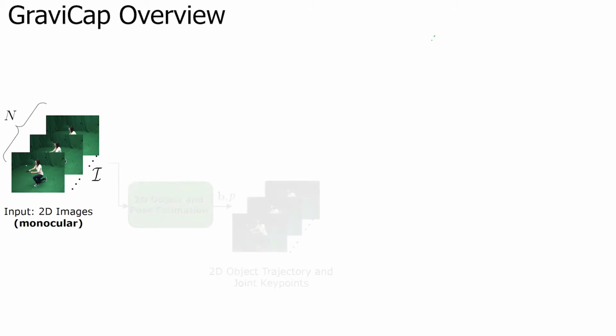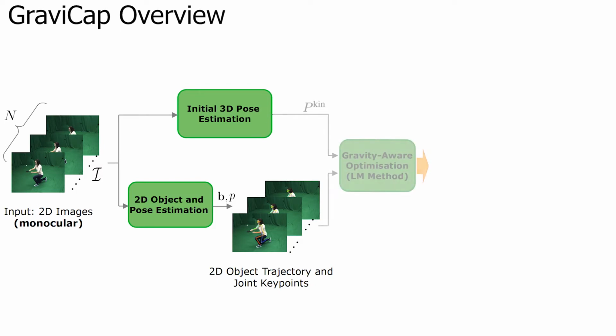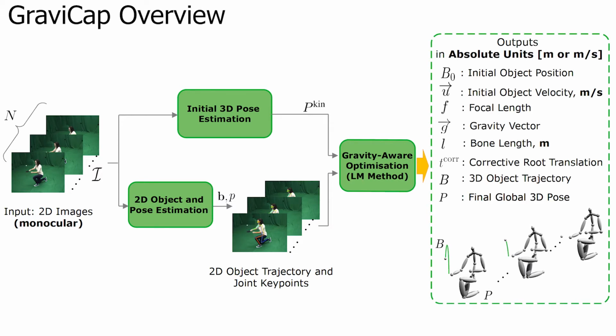GraviCap accepts monocular video as input, which is used for 2D object tracking, 2D human pose estimation, and initial kinematic 3D pose regression. Those are then fed to the primary optimization objective, which is jointly optimized for human poses, initial object position, initial object velocity, the focal length of the camera, and direction of the gravity vector. Our objective function includes 7 terms.